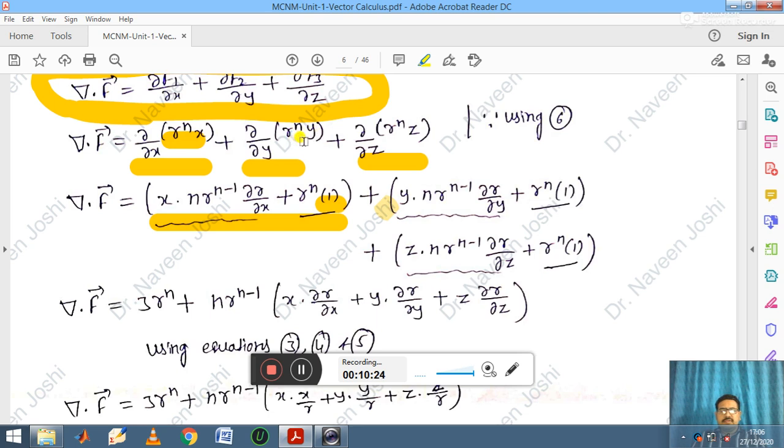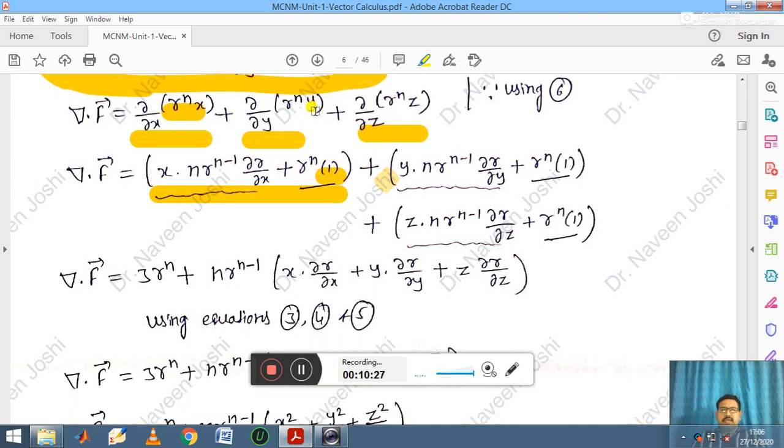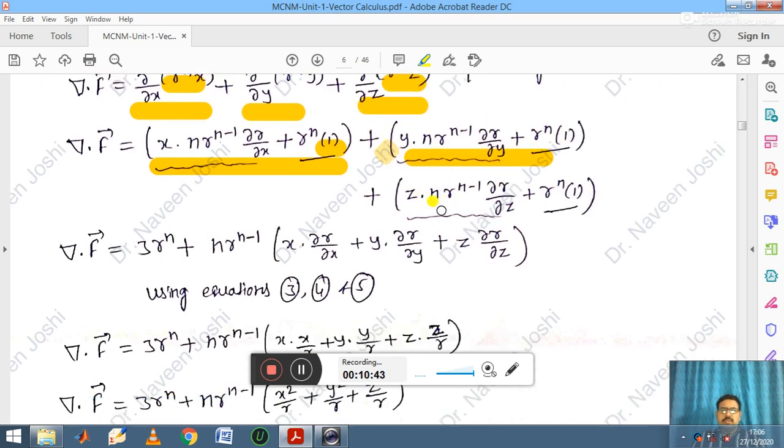Here also you differentiate in the same way. You treat y as the first function, r power n as the second function. Then y into n into r power n minus 1 into dou r by dou y plus r power n into y differentiation, which is 1. Then the last term you differentiate with respect to z. So it gives z into n r power n minus 1 into dou r by dou z plus r power n into 1.